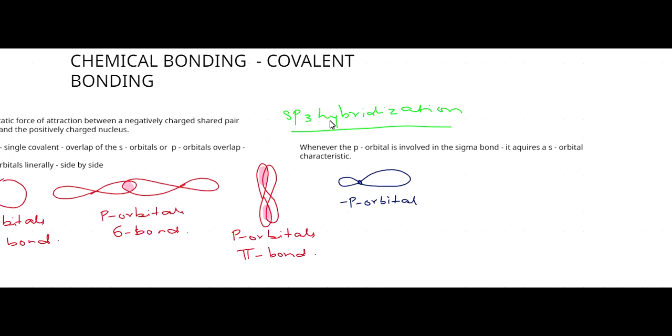Yes, Arham? Is this case only when the p orbital bonds with the s orbital? No, when it makes a sigma bond, a single covalent bond. Whenever a p orbital is involved in a single covalent bond, then... Miss, it can be a p with the p orbital as well, right? Yes, it can. I will draw that for you as well. It can be a p with a p orbital as well, no problem, as long as it's making a single covalent bond.